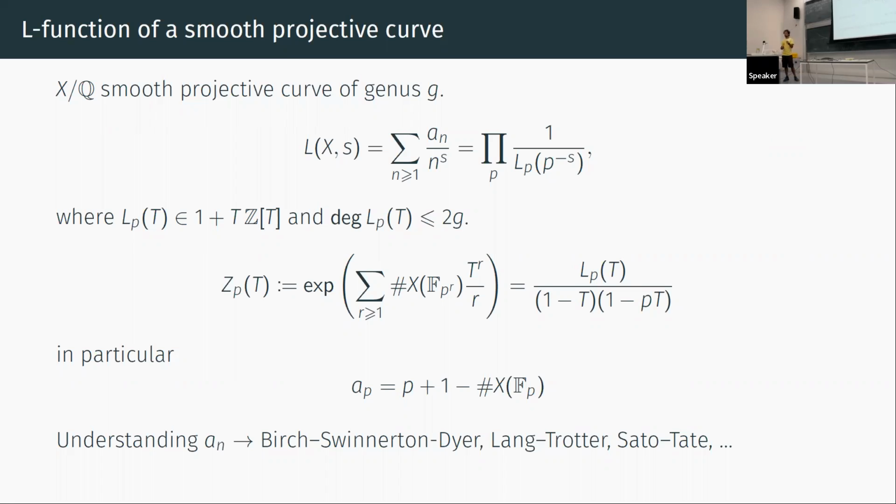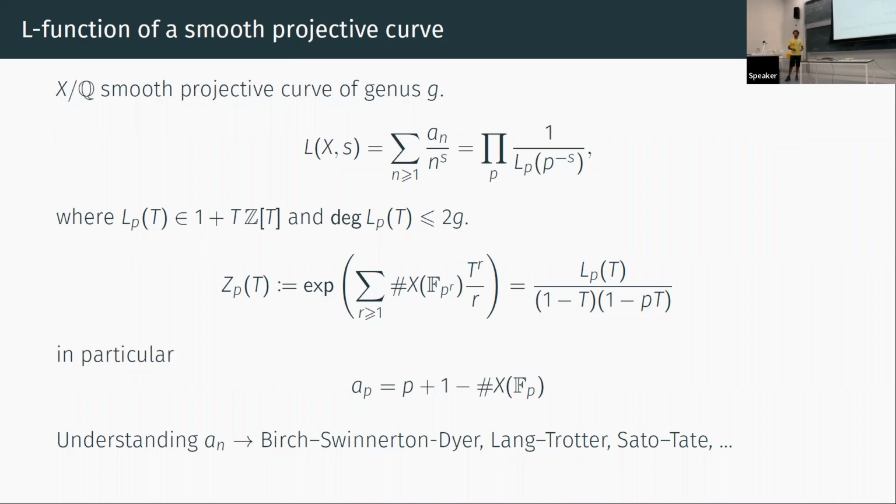And why do I care about these? Because I want to basically compute L functions. And so what's an L function? If X is a smooth projective curve, then I can write my L function like this, where my denominators are just basically the numerators of the zeta function, where that lovely polynomial is of degree 2g, and it has a special shape. So what I'm really trying to do is compute the first coefficient.